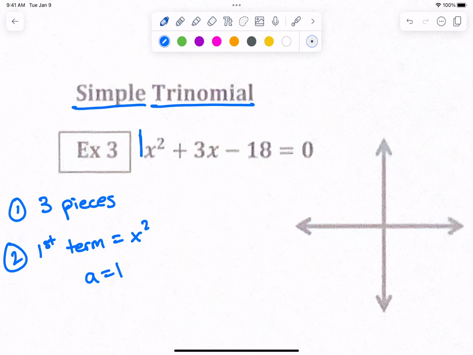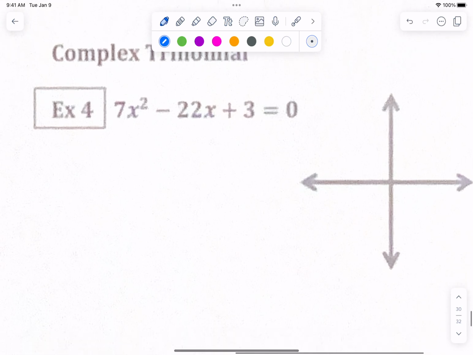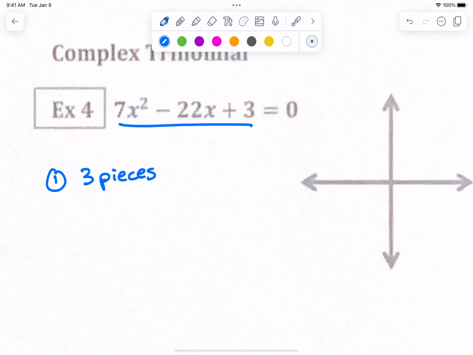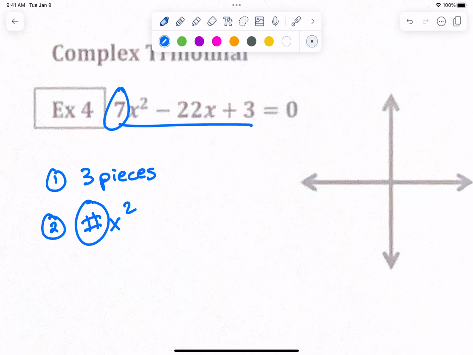Now let's compare it to a complex trinomial. A complex trinomial has 3 pieces as well. You see number 2? It is complex because A has to be something other than 1; there is a number in front of x squared. It doesn't have to be greater than 1. It just has to be a number other than 1. Technically, it could be 1/2 or 1/3, which is really ugly, or it could be negative. So you have a number in front of your x squared. That's what makes it complex. I'll show you how to do it in a second.